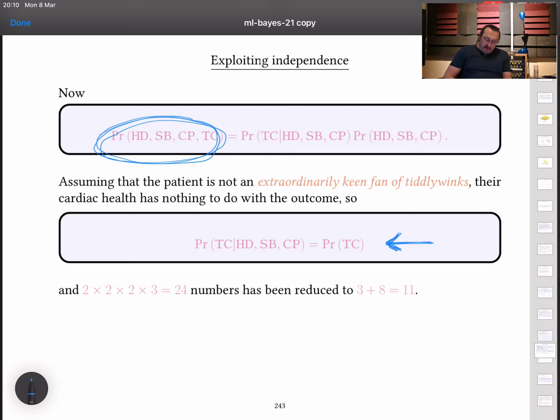So we can get from 24 down to 11 numbers to specify the full joint distribution. As previously, if we'd actually taken the naive approach, we'd have 3 Boolean random variables and 1 with 3 values, so we'd need 2 times 2 times 2 times 3 numbers to fill in the table. Now we've split it, we need 8 to fill in the table for HD, SB, and CP, and we need 3 for the outcome of the Tiddlywinks competition. So from 24 down to 11.